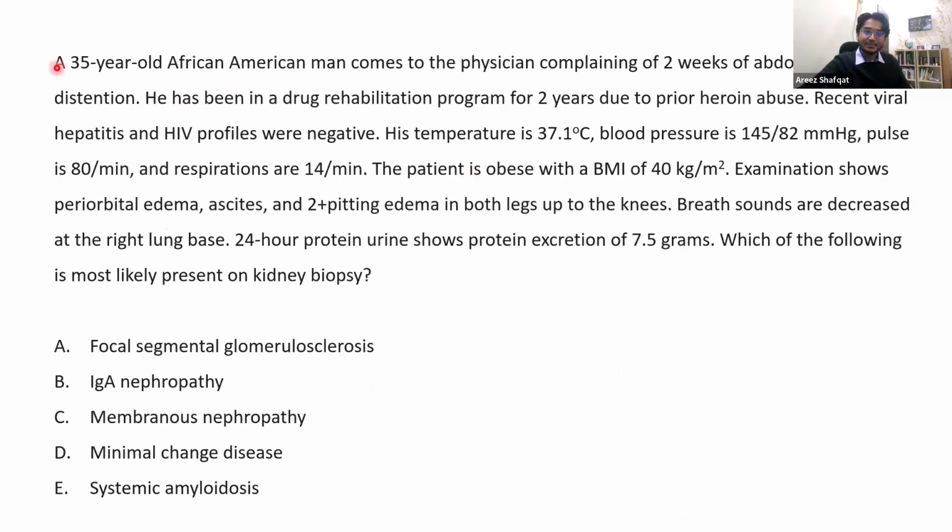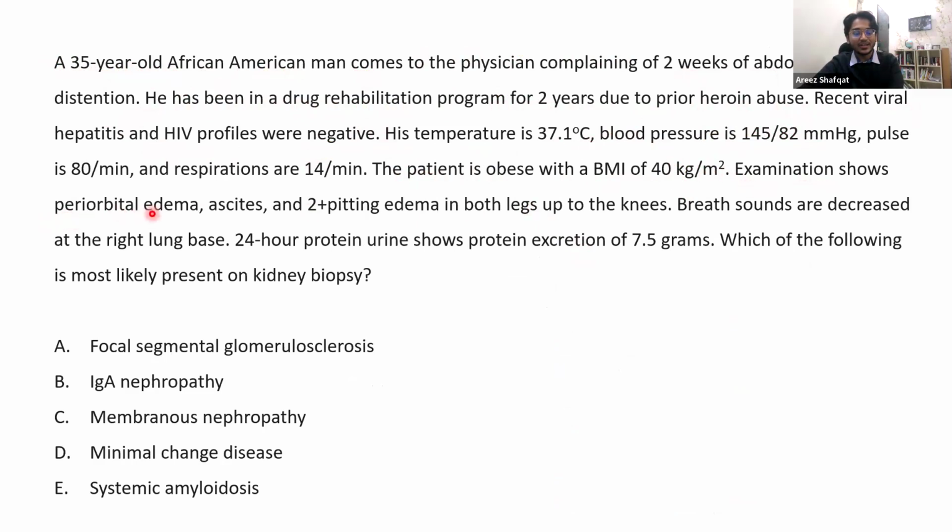This is a classic case again. A 35-year-old African-American man comes to the physician complaining of 2 weeks of abdominal distension. He has been in a drug rehabilitation program for 2 years due to prior heroin abuse. Recent viral hepatitis and HIV profiles were negative. He is vitally stable, but he has a bit of hypertension. The patient is obese with a BMI of 40 kilograms per meter squared.